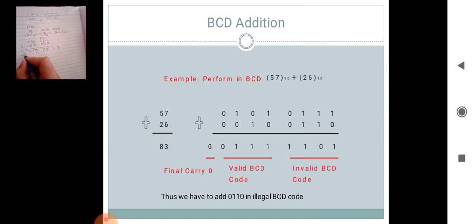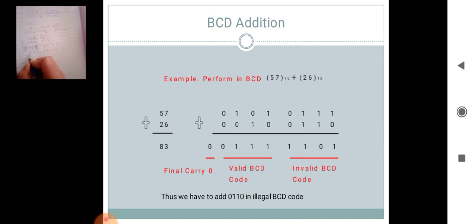Now finally, here carry is not generated, means here 0, we can consider final carry is 0. That means this is also invalid, this is also invalid, right? So we have to add 6 in both the sides, right? Sorry, here I have taken 0 mistakenly. Here 5 is represented like 0101, so here 1 will come, sorry, my mistake. So final answer is 01111110.